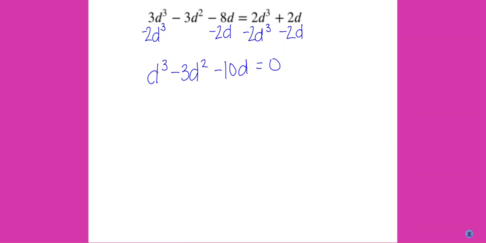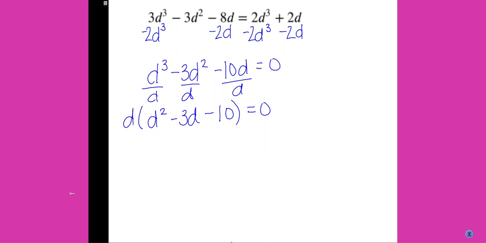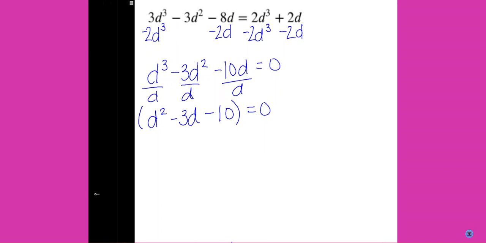Now you may notice that they all have a d, so I'm going to factor out that greatest common factor first. Now I'm going to ignore that GCF for a little while and I'm going to focus on factoring what's inside.